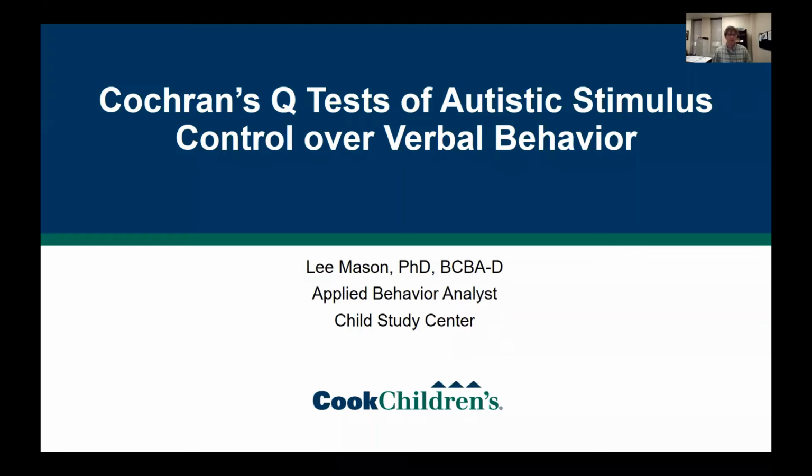Hello again. This presentation is on Cochrane's Q test of autistic stimulus control over verbal behavior. And I wanted to begin by briefly summarizing some of the advantages of a scientific approach to language. Specifically, we're quantifying the speaking repertoire. We're developing a one-number summary that provides a dependent variable for assessing the effectiveness of interventions, and it allows us to observe change over time. Now, in his book, Verbal Behavior, Skinner states that he sought to provide a more economical way to talk about language. And I wanted to begin with a quote from that text from chapter 8.